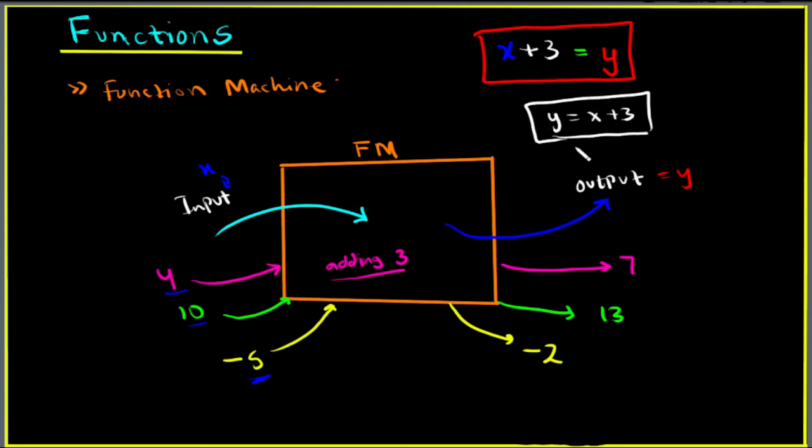So this is an example of a typical function. The function machine just adds 3 to whatever variable you put as an input, and you get an output. So y is equal to x plus 3 is a function, and you say y is a function of x. Whatever value of y you get is dependent upon the value of x, the input, and the function is just to add 3 into it. So this is the concept of a function machine, and that's how we translate information into the language of mathematics.